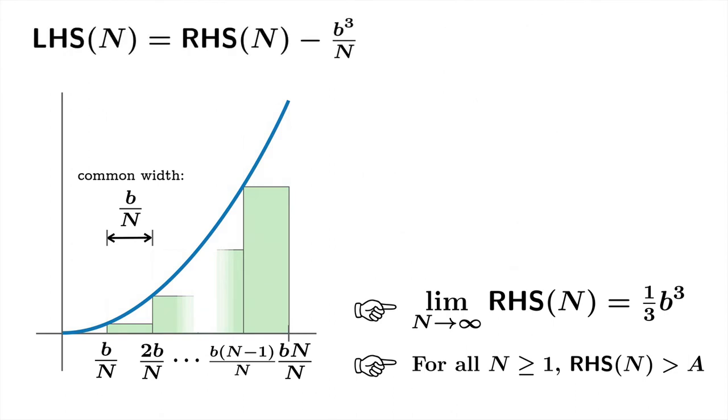Now the left-hand sum is going to be just the right-hand sum, and you're going to subtract off the last box from the right-hand sum. So that's b cubed over n. This is a nice exercise. You can work this out yourself.